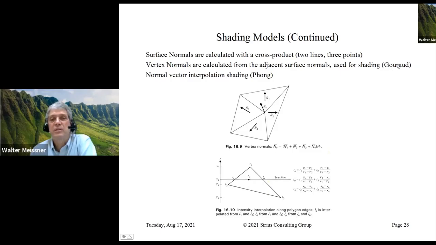For the normal vector interpolation for shading using Phong, basically he's using the Gouraud shading, but then if here's a triangle that needs to be interpolated, you have intensity I1, I2, I3. They can be interpolated, so you have IA and IB at the scan line, and then from IA to IB, it can be further interpolated. And this is what Phong shading is doing.